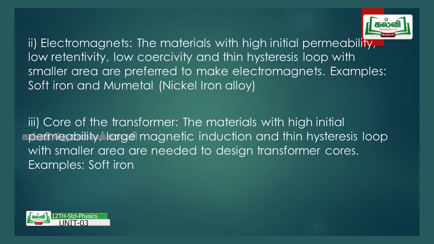Then the core of a transformer. How do we select the material to make a transformer core? The material with high initial permeability. Similar to the electromagnet, here also we need high initial permeability, large magnetic induction, and a thin hysteresis loop with smaller area. These are the properties needed when we select material for a transformer core. The example is soft iron. All the properties are similar to the ones we selected for the electromagnet, so we can use soft iron.